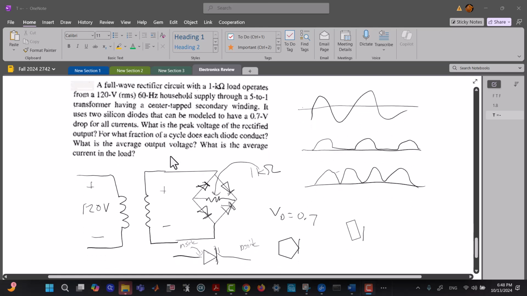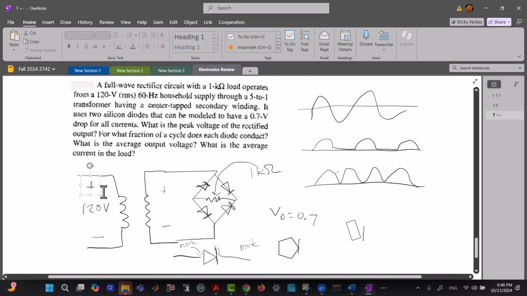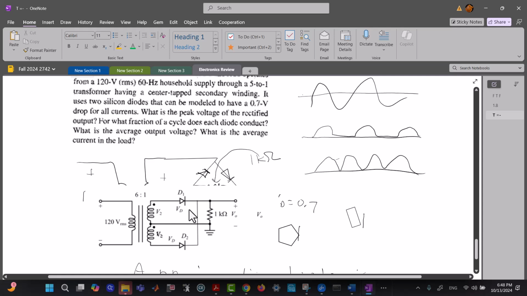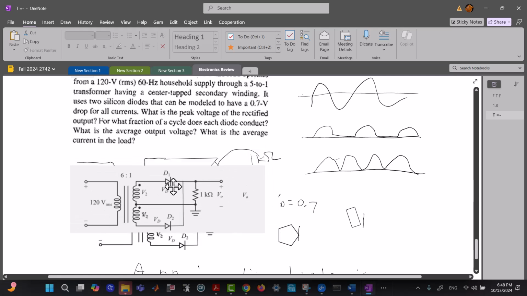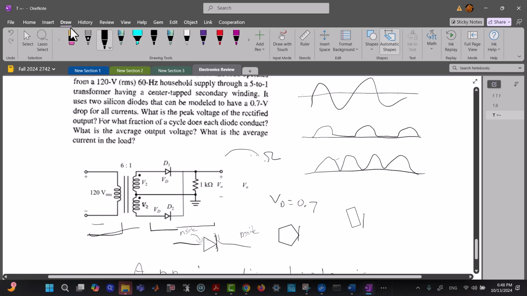Okay, so for this one, I was so used to the full wave rectifiers that look like this that I didn't pay attention to the fact that it said it has 2 silicon diodes. So in fact, it should look like this. And I don't know if y'all did any like this or not. But I will go ahead and go through it.